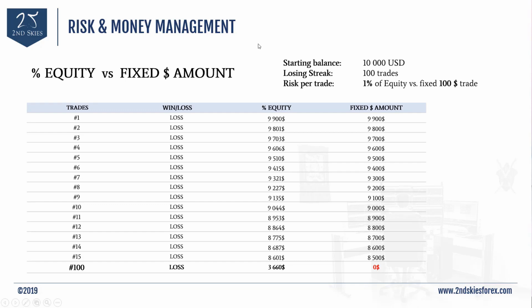Could it happen? Yes, but it'd be very unlikely. But let's just say you had an absolutely awful run. 100 trades, you lost 100 in a row. Same size account, same number of trades, you're risking 1% of your equity versus $100 per trade. At the end of those 100 trades, with the fixed percent equity model, you would still have $3,660 left in your account. Guess what? If you're risking a fixed dollar amount per trade, your account would be blown up. You would have nothing left. So in this scenario, again, fixed percent outperforms fixed dollar amount.